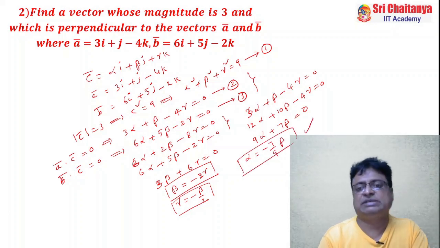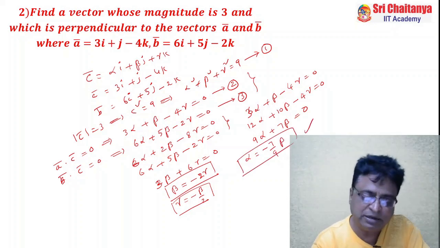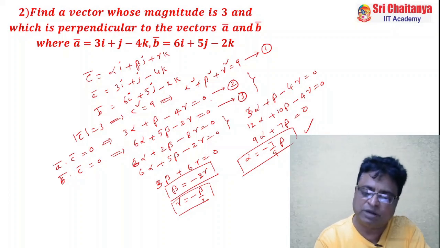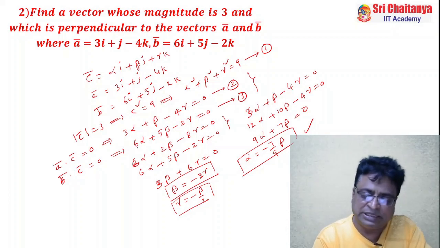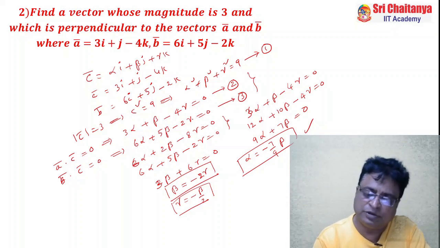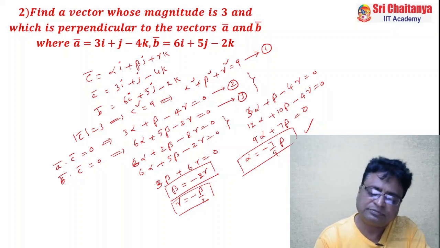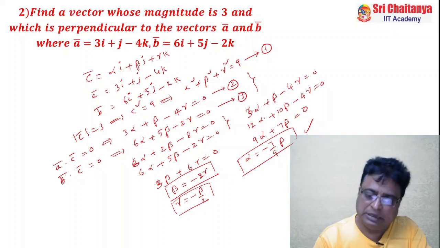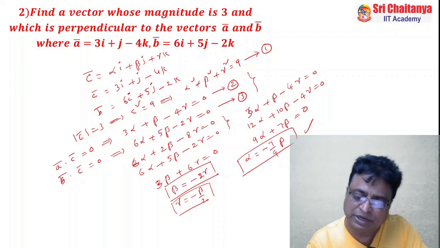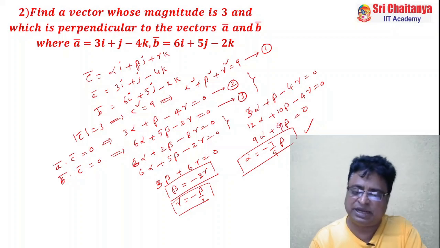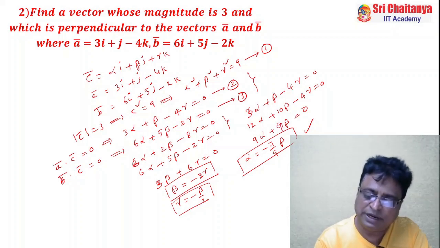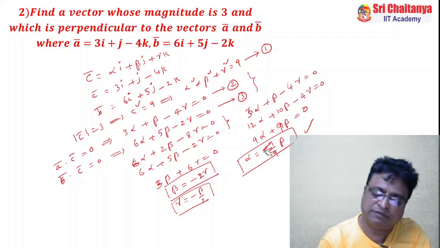Alpha equal to minus 7 by 9 beta. Once again, 3 alpha plus beta minus 4 gamma equal to 0, and I multiplied this with 2: 12 alpha plus 10 beta minus 4 gamma equal to 0. If I subtract 9 alpha plus 9 beta, so alpha equal to minus beta. So here alpha equal to minus beta only.